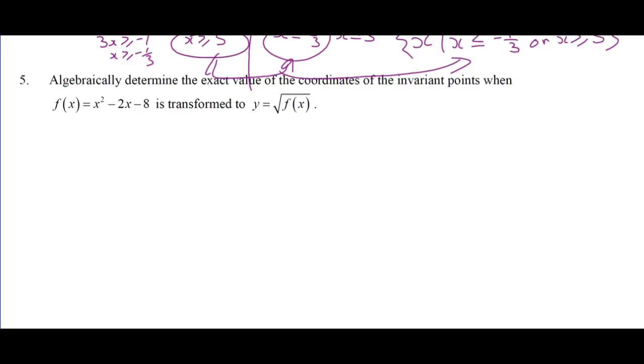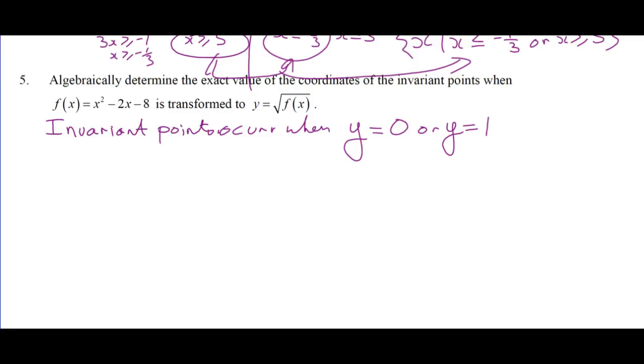So what do you start off by saying? So invariant points occur when? Invariant points occur when what? Y equals 0 or y equals 1. Okay, so we're going to have to do two solutions, right? We're going to have to say, okay, when y is 0.